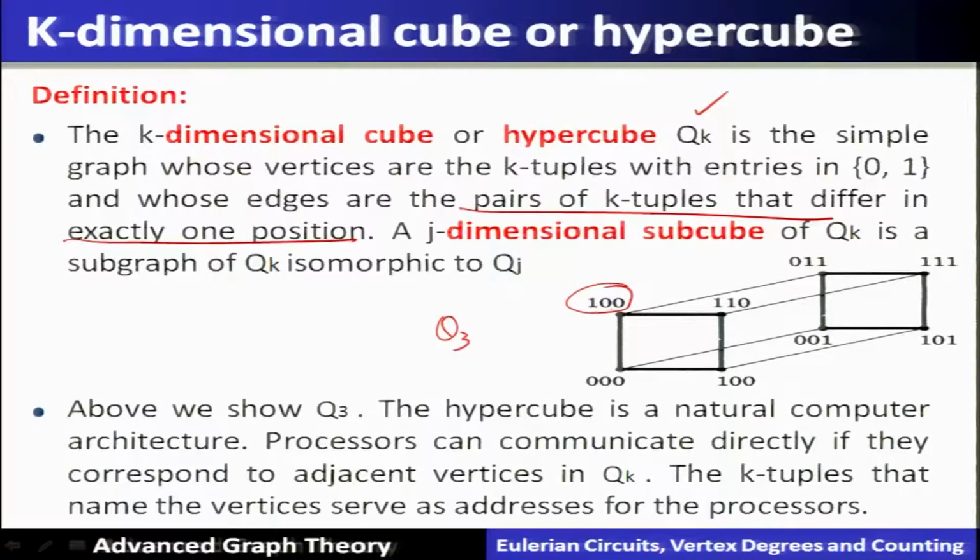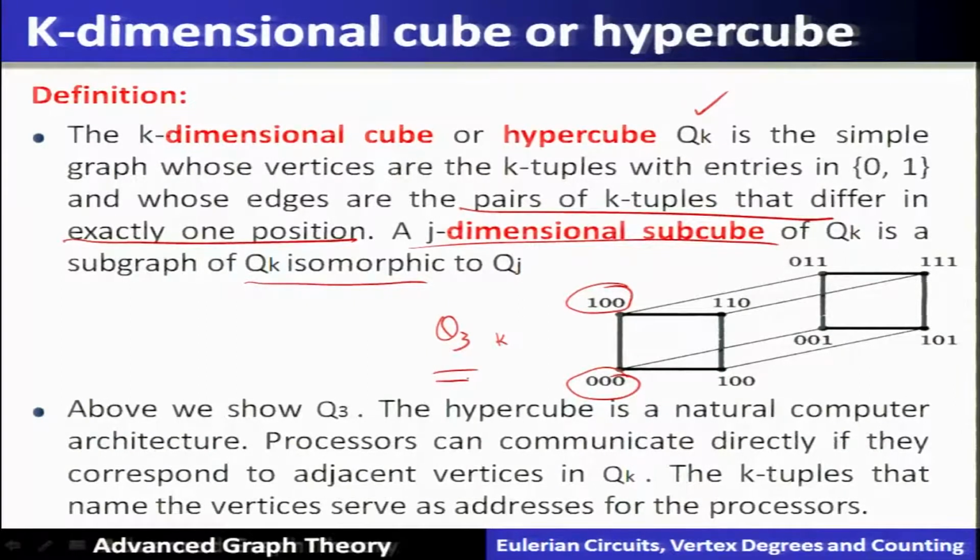Q3 means here the vertices are represented by these 3-tuples. So, there is an edge between these 2 vertices, and they differ only in one bit or one place of these k values. Now, a j-dimensional subcube of a Qk is a subgraph of Qk isomorphic to Qj. Above we show Q3, which is shown over here.